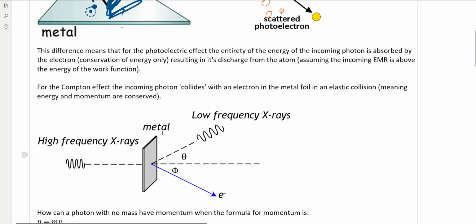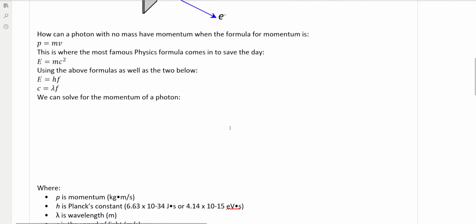And here we can see that as well with another nice diagram, coming in, going out. But the big difference is the photoelectric effect is conserving energy only, and resulting in the discharge of an electron from the atom, and that's based off the work function of a given metal. And the Compton effect is the incoming photon colliding, not being absorbed, but colliding with an electron in the metal foil in an elastic collision, meaning conserving energy and momentum. So not just energy, but momentum as well.